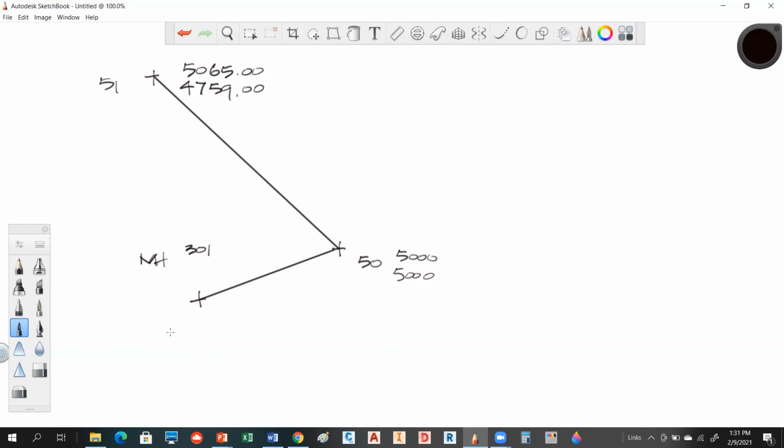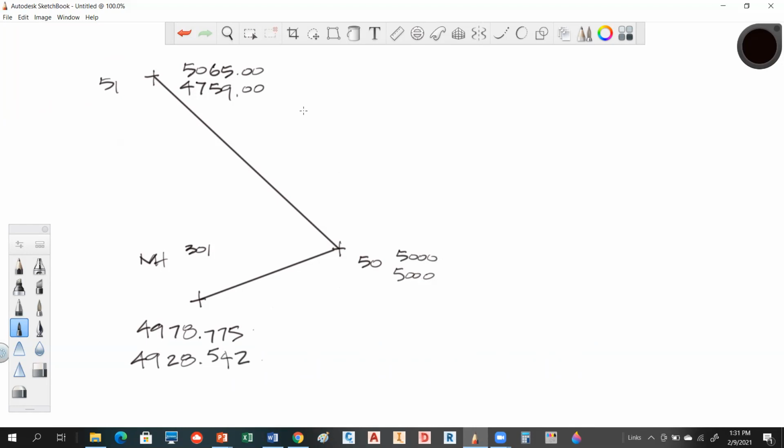So let's say this does have a coordinate of 4,978, we'll just call that 775 northing. That's a 9 right there. And this will be 4,928.452. So that's in the order northing, easting, northing, easting, northing, easting.